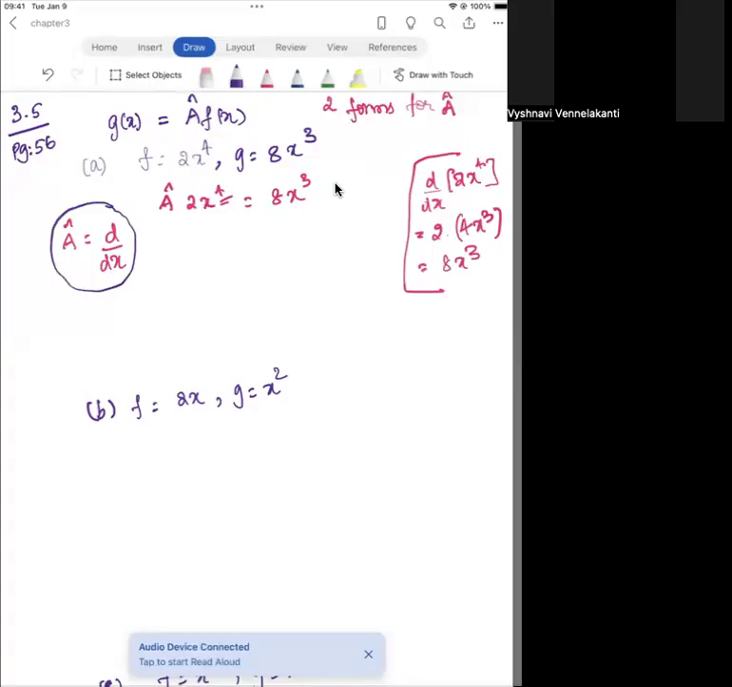The other option is you can simply just multiply it by 4. You can use a multiplication operator and divide by x. So that will be another alternative. So that will give you 8x cubed. So these are two potential forms that the operator A can take.